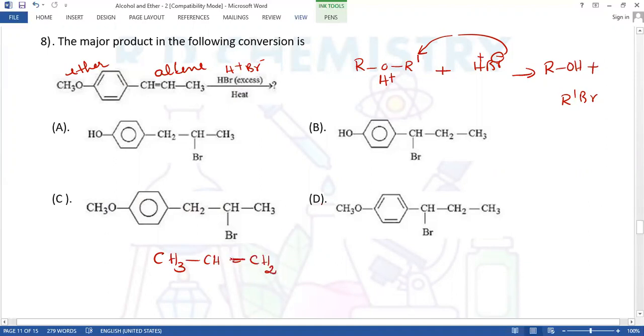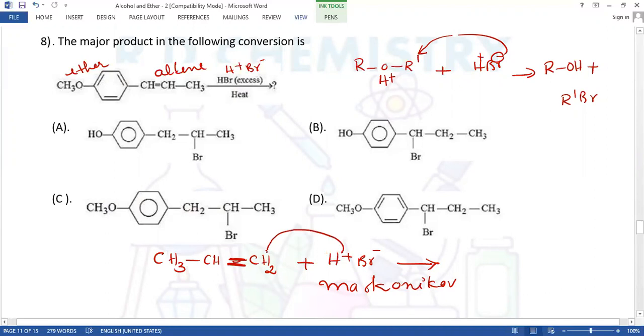This is propene, with a double bond. It reacts with H plus and Br minus. Can you identify this reaction? This reaction is called the Markovnikov reaction, which follows Markovnikov's rule. So what will happen according to the rule?